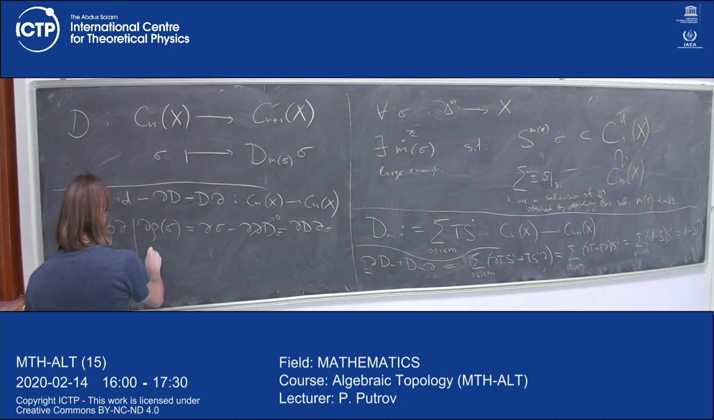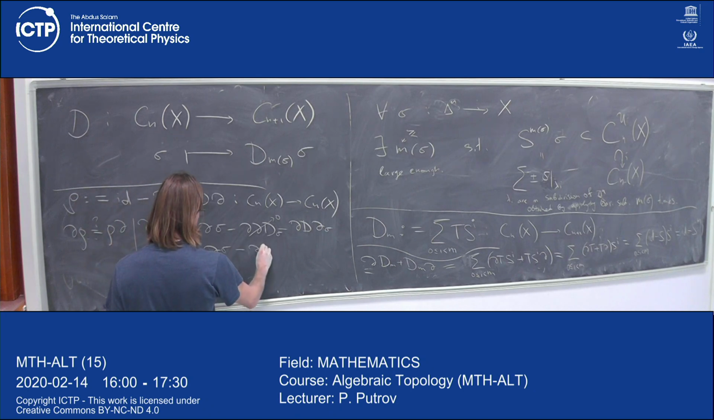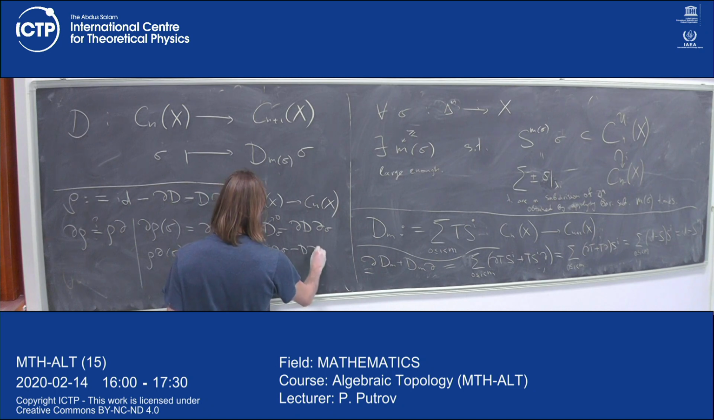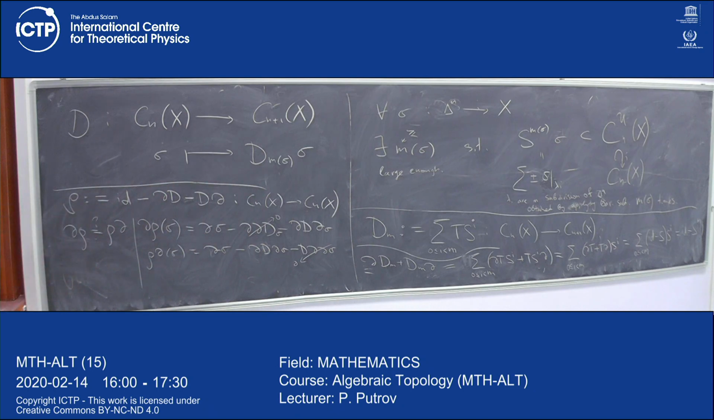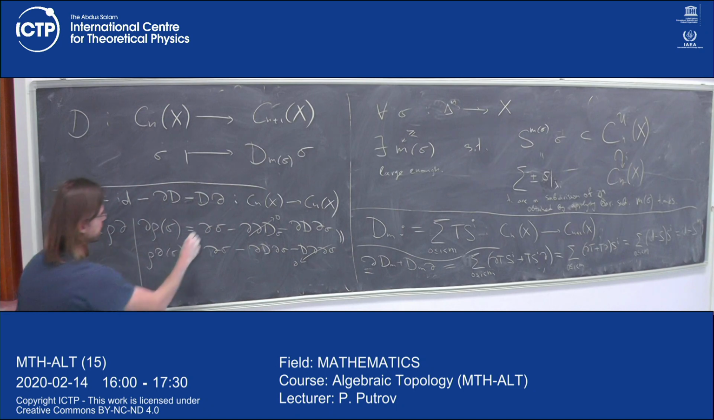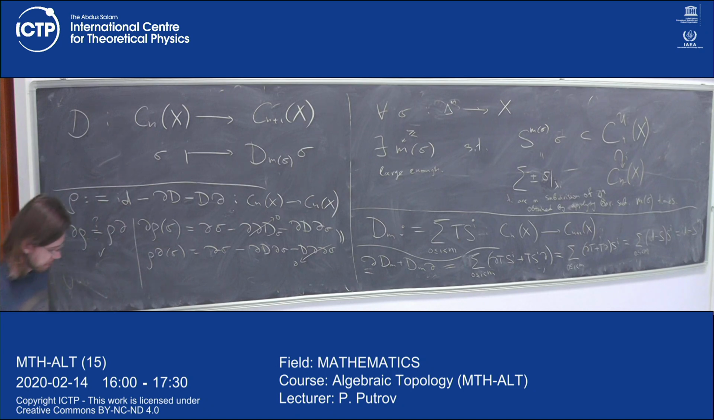And if I act the other way around, for d from sigma, again use the definitions: d of sigma minus d D sigma. And now this term is 0, so we see that these are the same. Okay, so we checked this. This means that rho is a chain map.